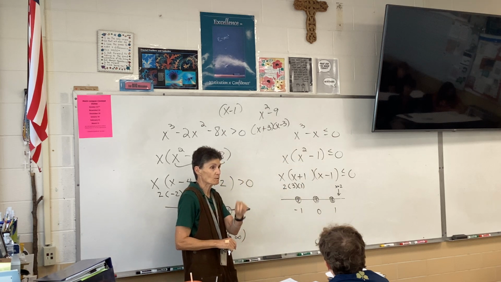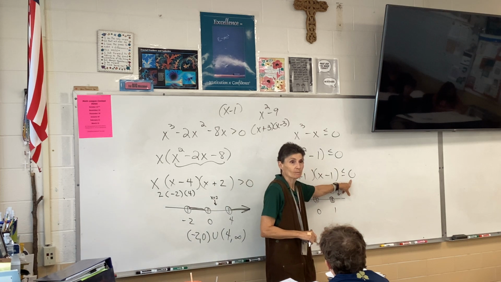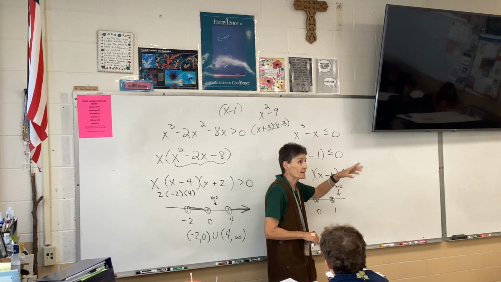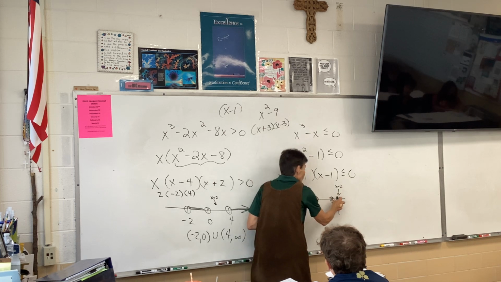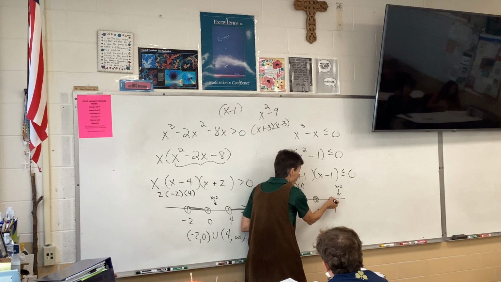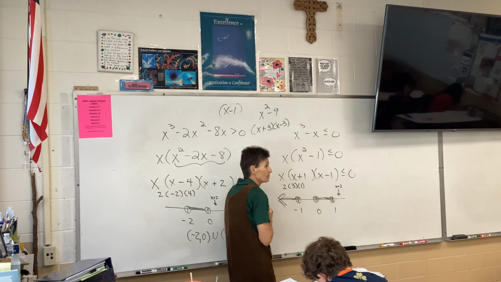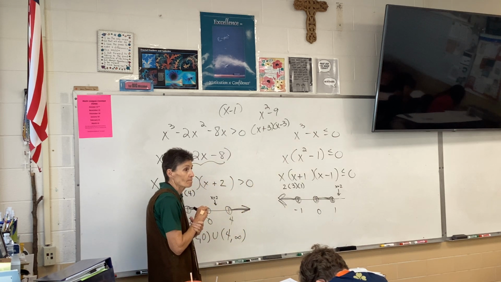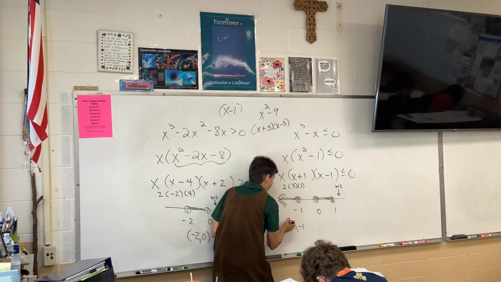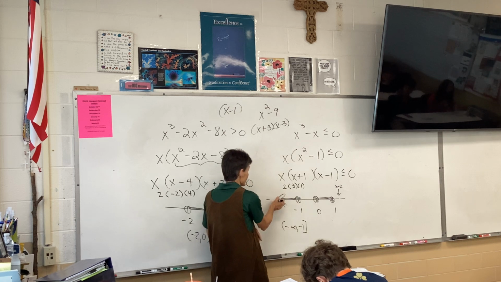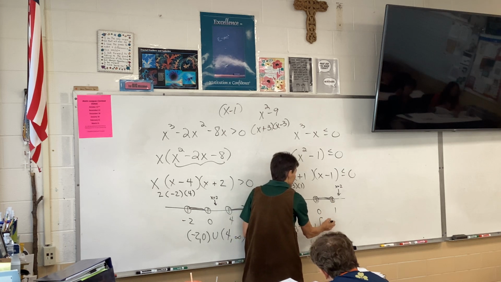What's 2 times 3 times 1? 6. Is 6 less than 0? No. Which means again, we picked a loser, right? It didn't work. So if we're not going to shade this section, then we are going to shade this one. No. Yes. So the answer to the question, negative infinity, -1. Remember, this is negative infinity out here. Or union 0 to 1.